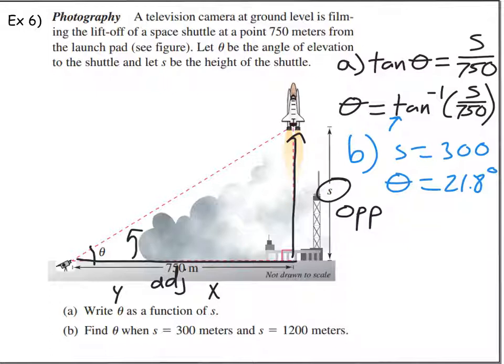At 300 meters, it should be at about 21.8 degrees. If s was 1200, the shuttle's higher, so this angle should increase, and it certainly does. At that point, theta would have to be about 58 degrees.